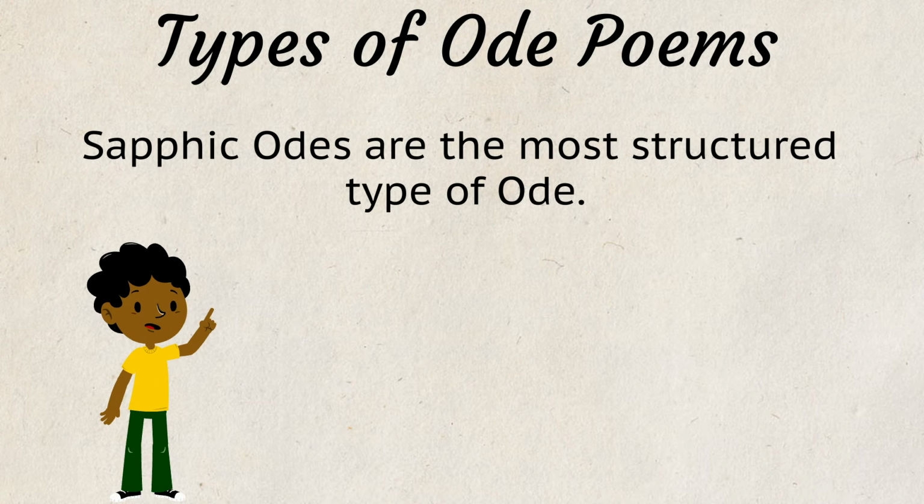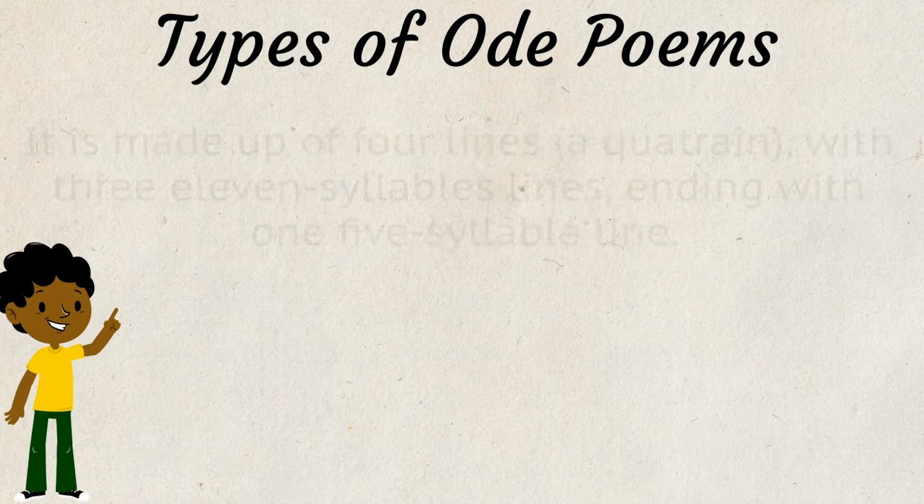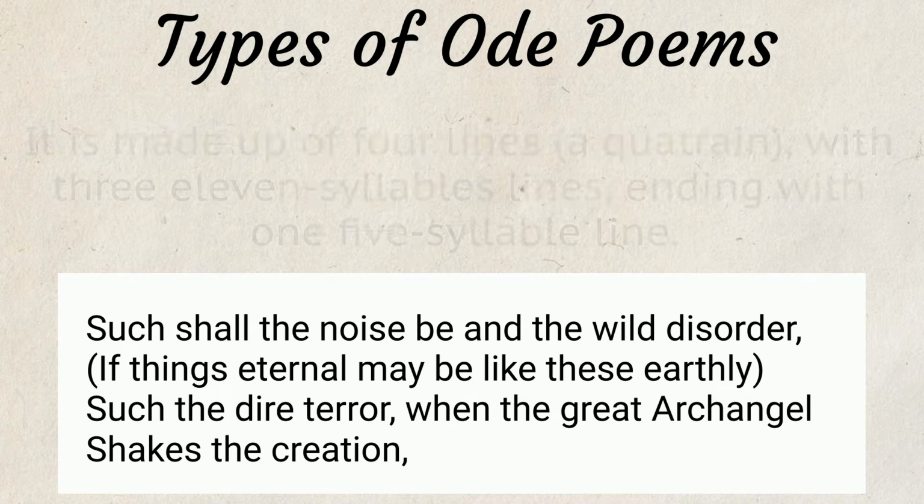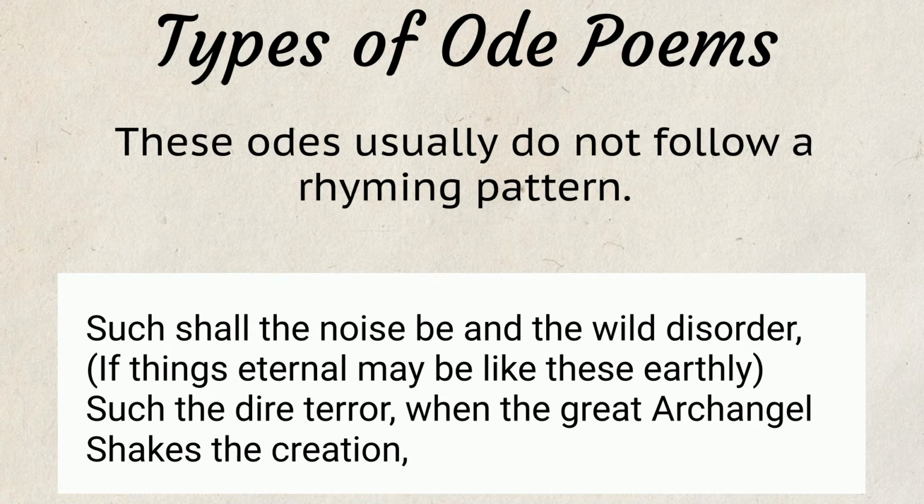Sapphic poems are the most structured type of ode. It is made up of 4 lines, a quatrain, with 3 11-syllable lines, ending with 1 5-syllable line. These odes usually do not follow a rhyming pattern.